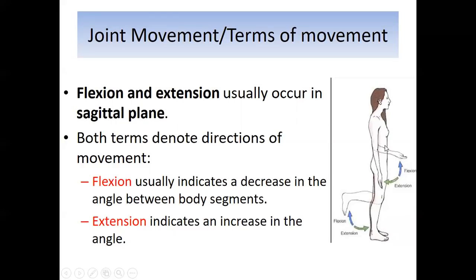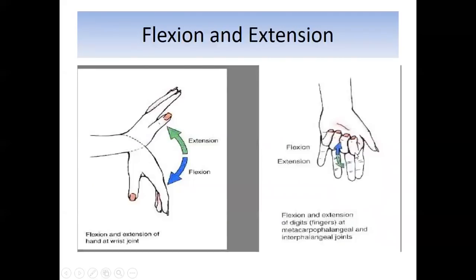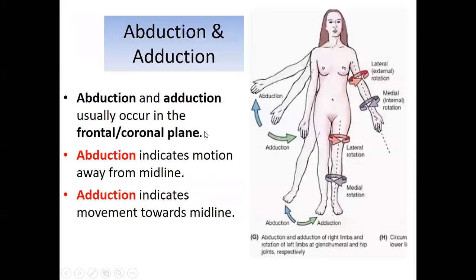The angle here is at the elbow, and the angle here is at the knee. This is the extension and flexion that happen at the wrist. You can see here, this is the extension, this is the flexion. This is the flexion for the fingers, this is the extension for the fingers.